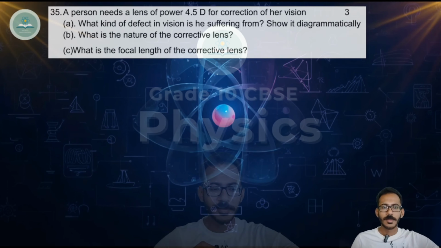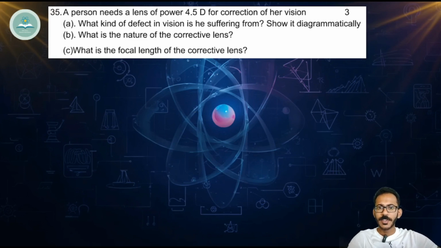Let's begin. Let's see the first question. A person needs a lens of power 4.5 diopter. The power of the lens is given. What kind of defect in vision is the person suffering from? Show it diagrammatically. What is the nature of the corrective lens? What is the focal length of the corrective lens? These are the questions. Let's see the first one.